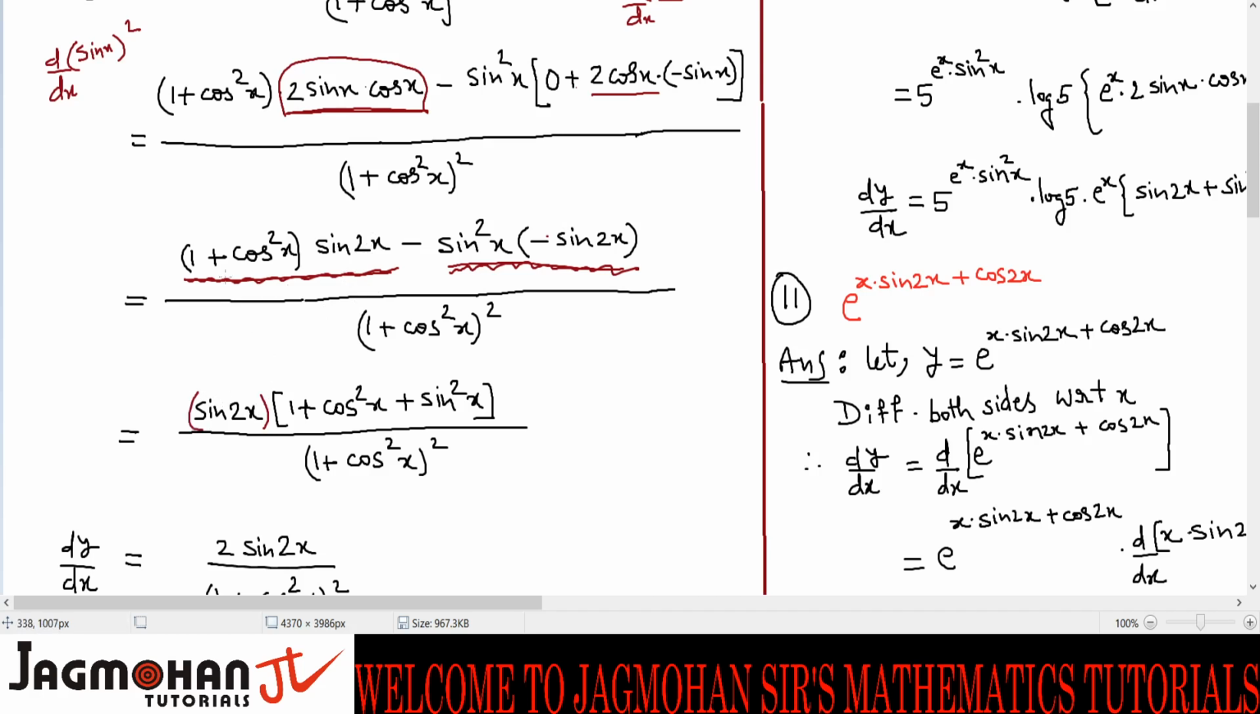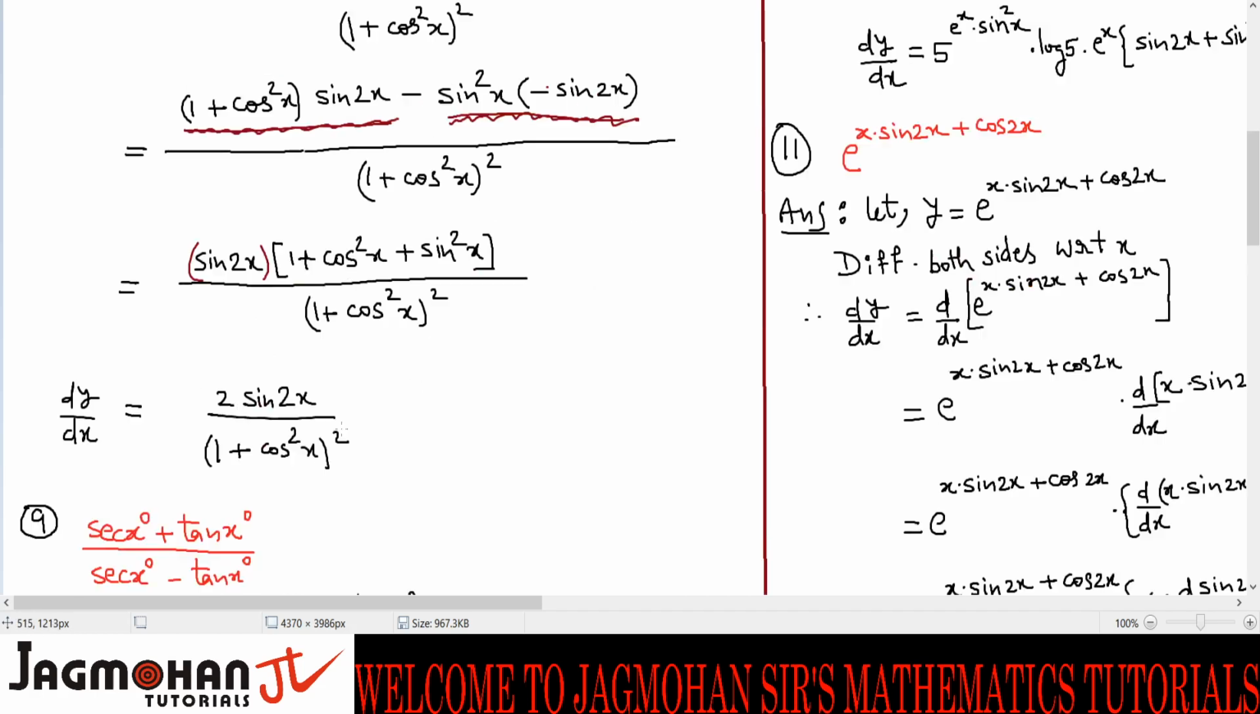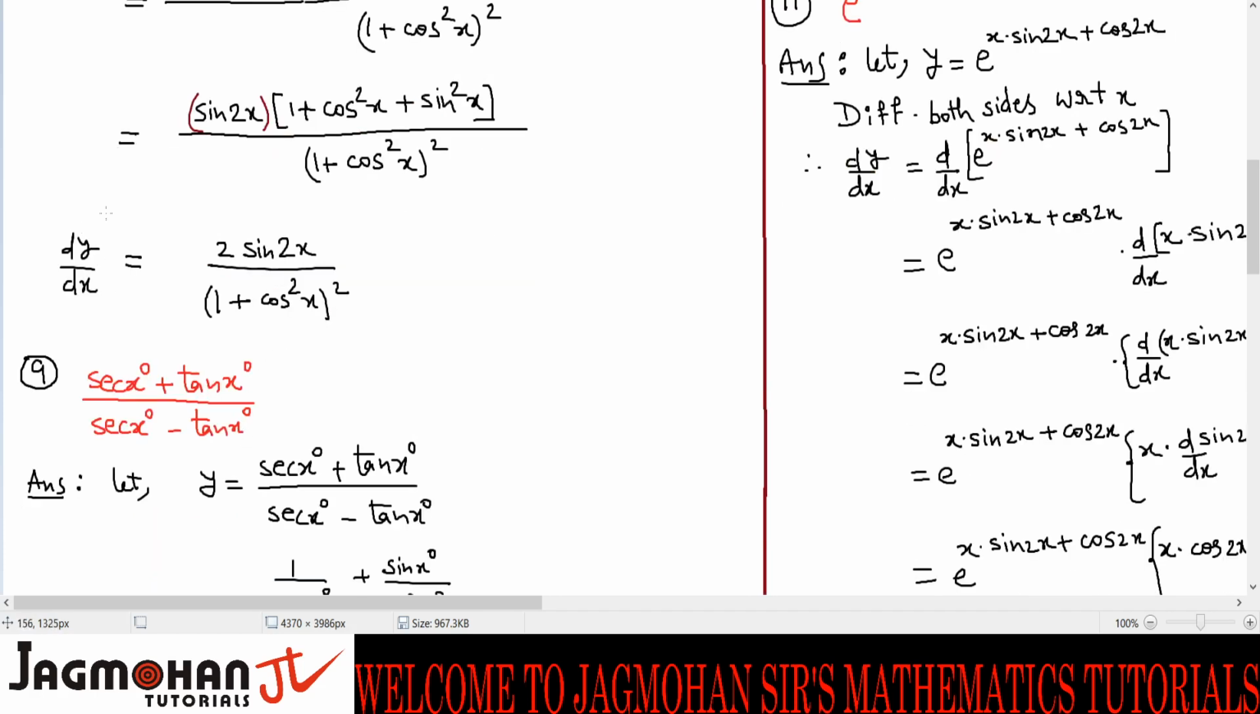So what I'm left with inside the bracket is 1 plus cos square x, negative and negative positive, plus sine square x, upon 1 plus cos square x the whole square. Then you know cos square x plus sine square x is 1, 1 plus 1 becomes 2, that 2 becomes the multiple of sin 2x, so 2 sin 2x upon this. This is the final answer. This is your final answer. Okay.